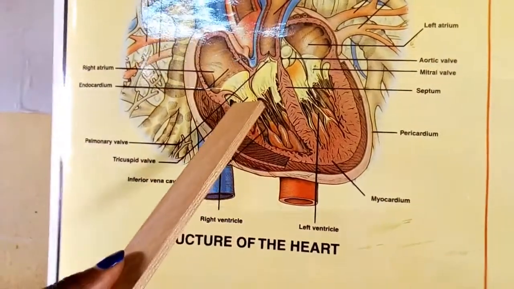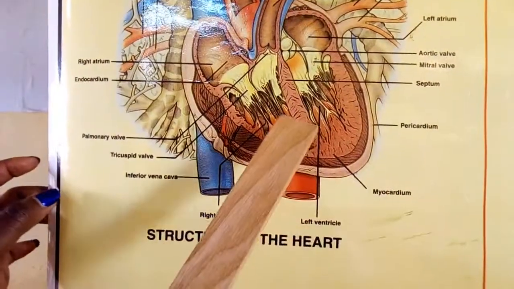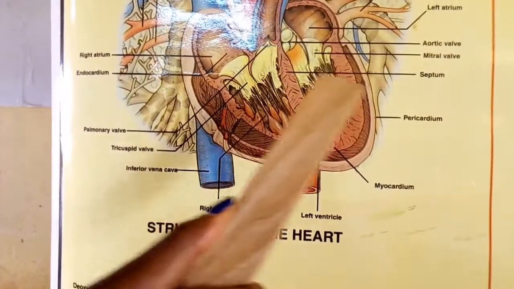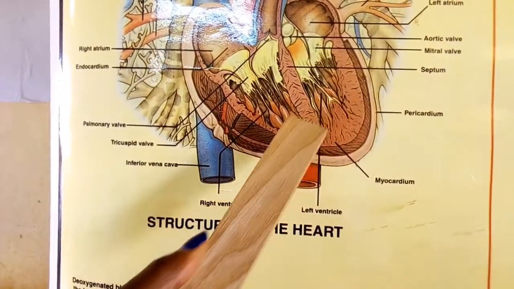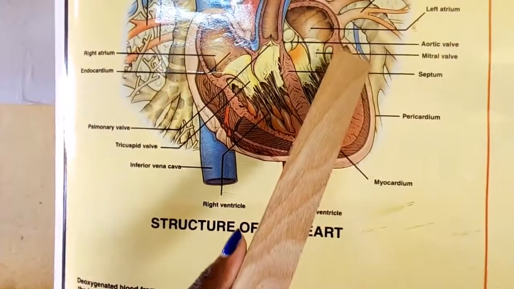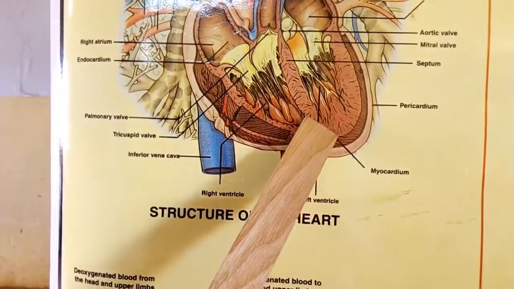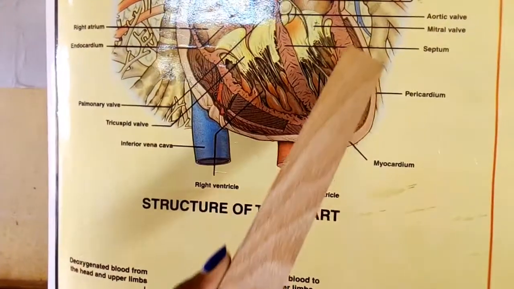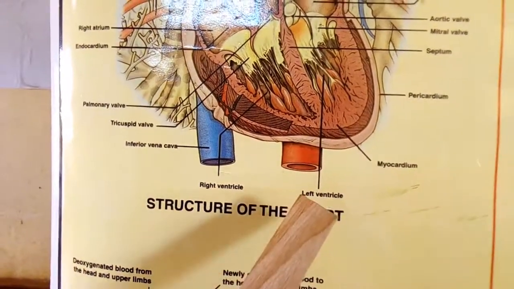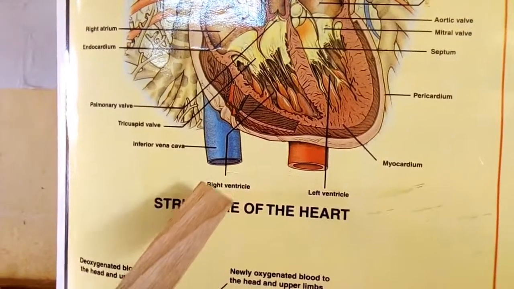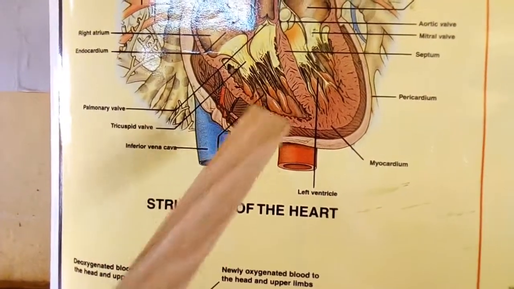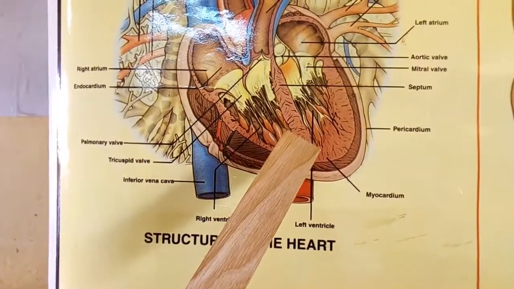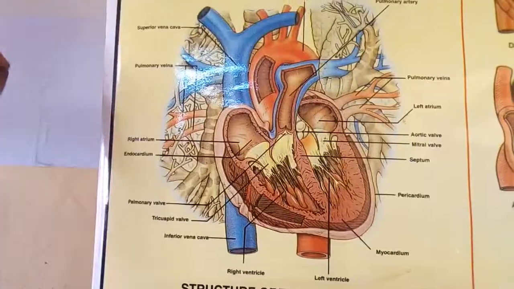Now, with that said and done, I want us to compare the thickness of cardiac muscles between the right ventricle and the left ventricle. You will note that if you compare this and that, the muscles are thicker in the left ventricle than the right ventricle. The reason being that the left ventricle pumps blood to the entire body.